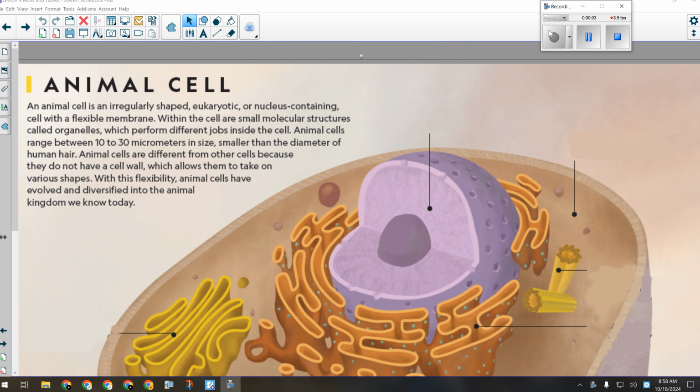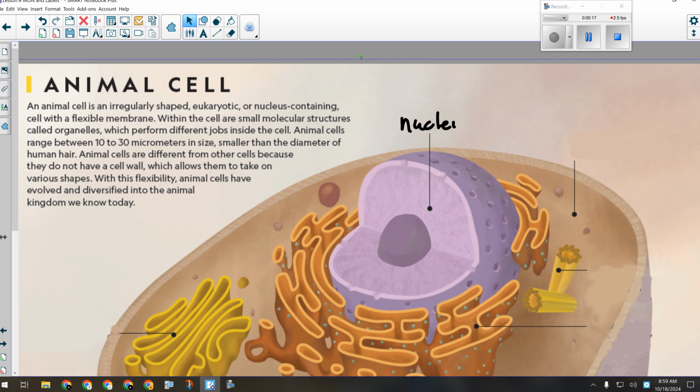All right, so yesterday we labeled the plant cell and we said this won't take nearly as long because pretty much all the structures are the same, okay? And if they're the same, they do the same thing. So what's the big purple thing? Okay, so that's the nucleus.